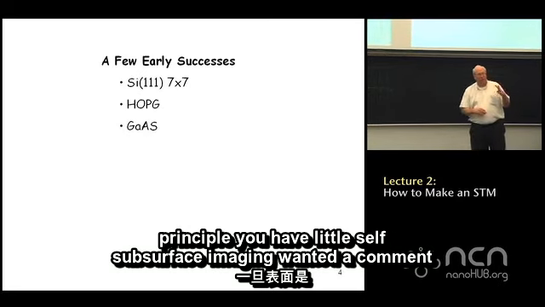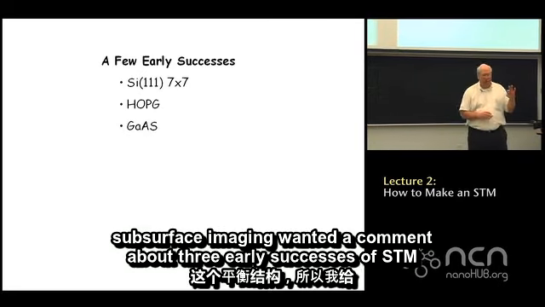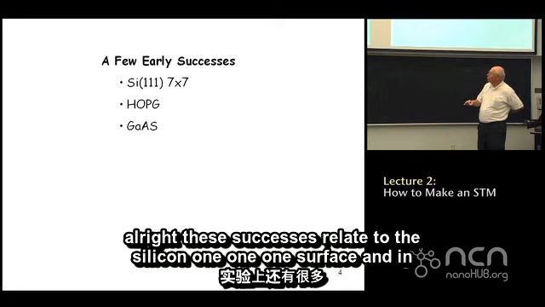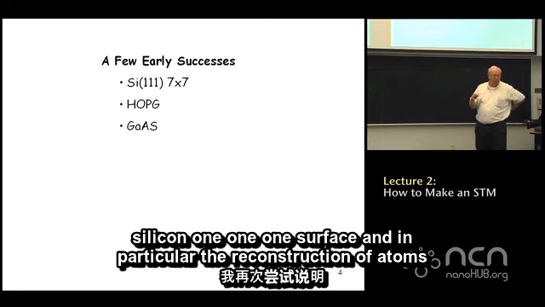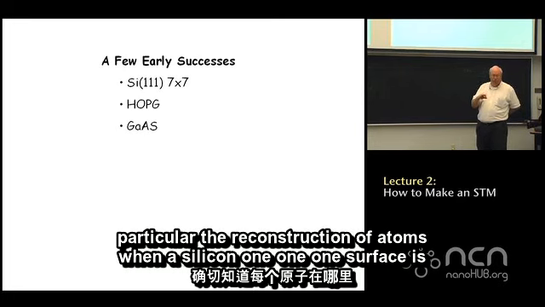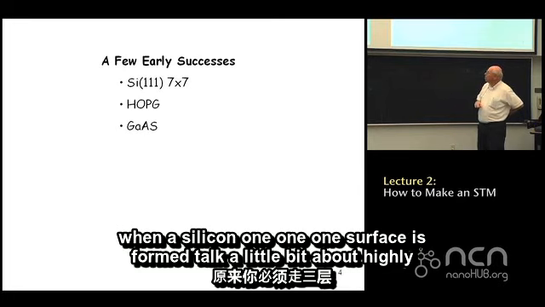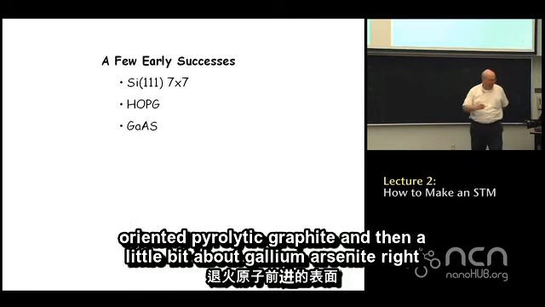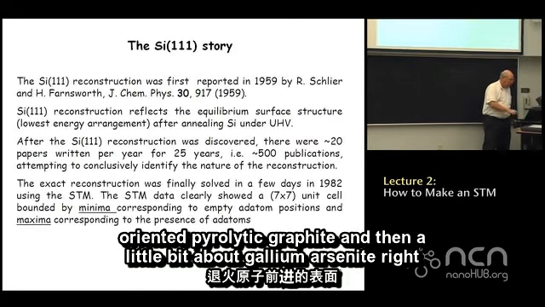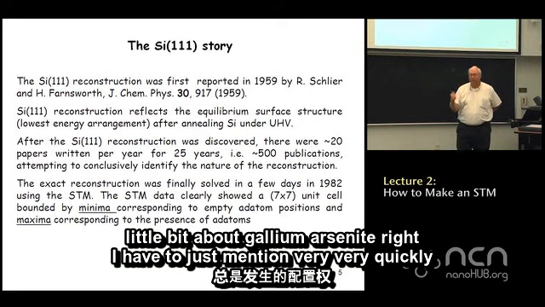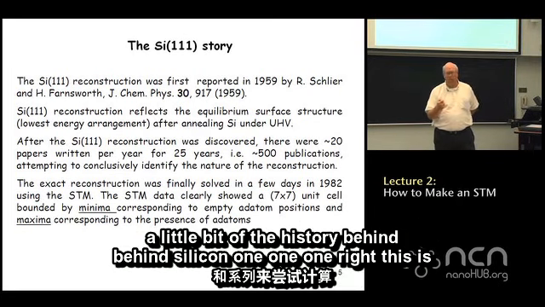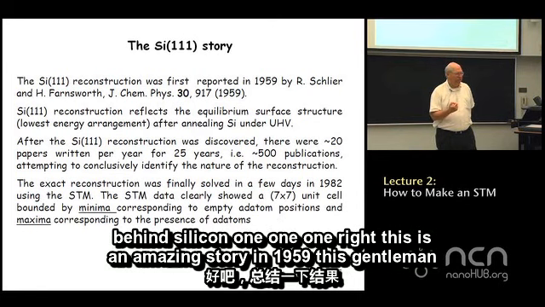Wanted to comment about 3 early successes of STM, right? These successes relate to the silicon 111 surface, and in particular the reconstruction of atoms when a silicon 111 surface is formed. Talk a little bit about highly oriented pyrolytic graphite, and then a little bit about gallium arsenide, right? I have to just mention very quickly a little bit of the history behind silicon 111, right? This is an amazing story.